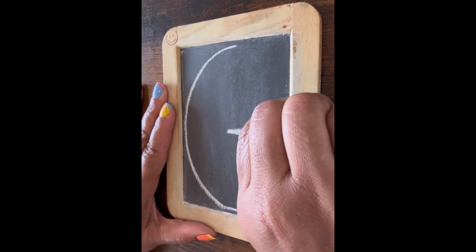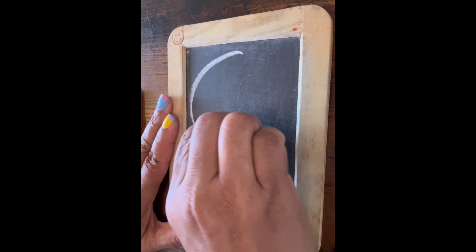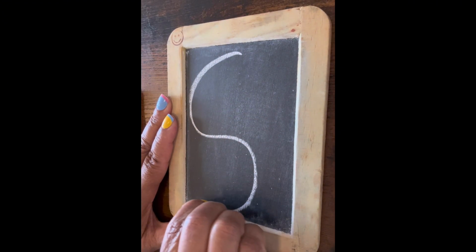The letter S: little curve, swerve down to the bottom, little curve. This is why it gets a little complicated, but with practice, it's fine. You guys got this. You can do it. Don't worry about it. The kids will get it.